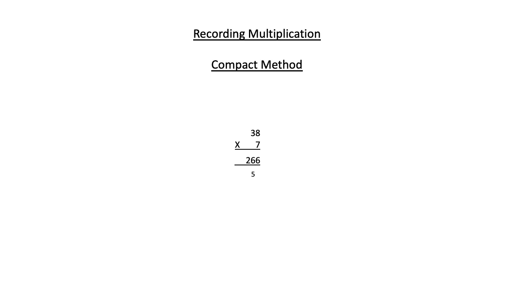Now the next stage would be to multiply a two-digit by a two-digit using this method, and then to make it harder still, a three-digit by a two-digit, and so on.